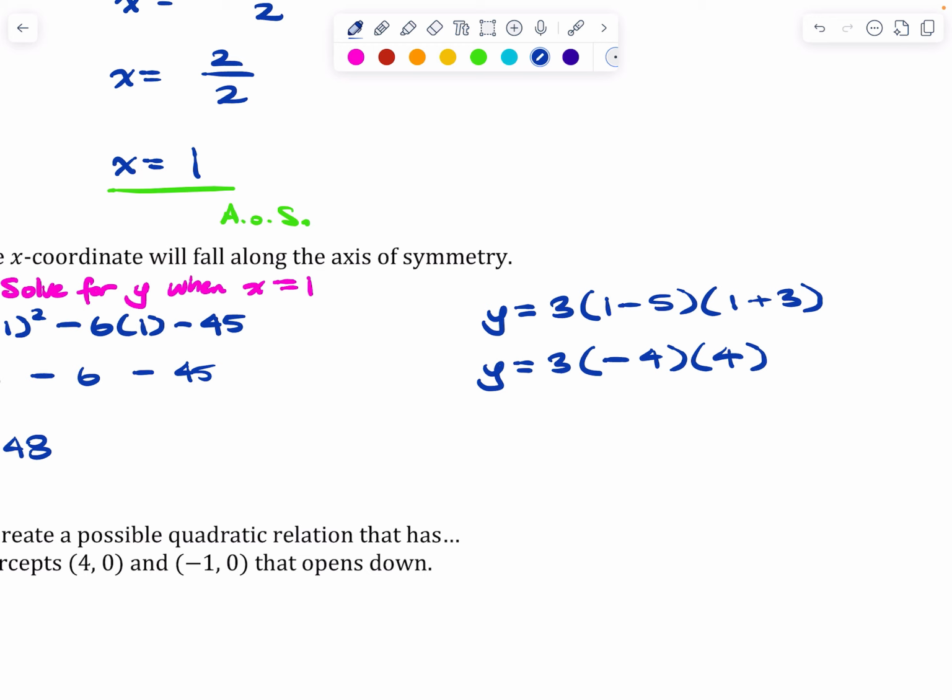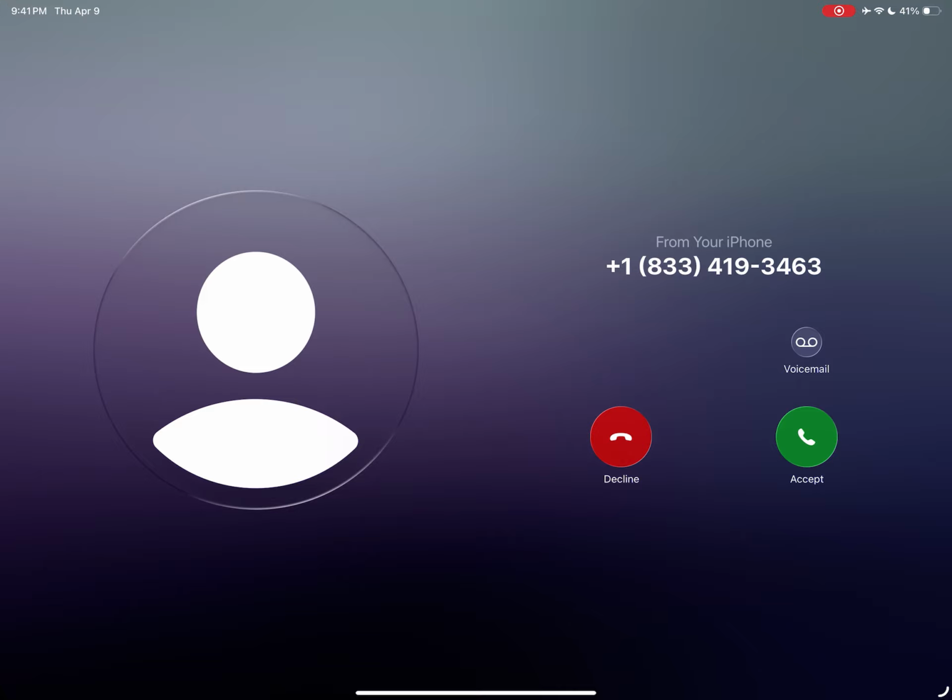And then evaluating that, 3 times negative 4 is negative 12. And then 12 times 4 is 48. So this is negative 48. Same thing both times. Sorry about that.